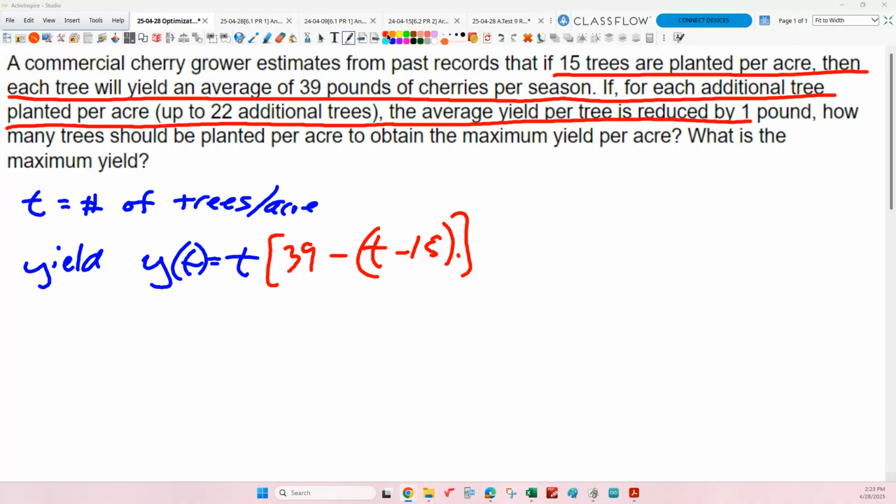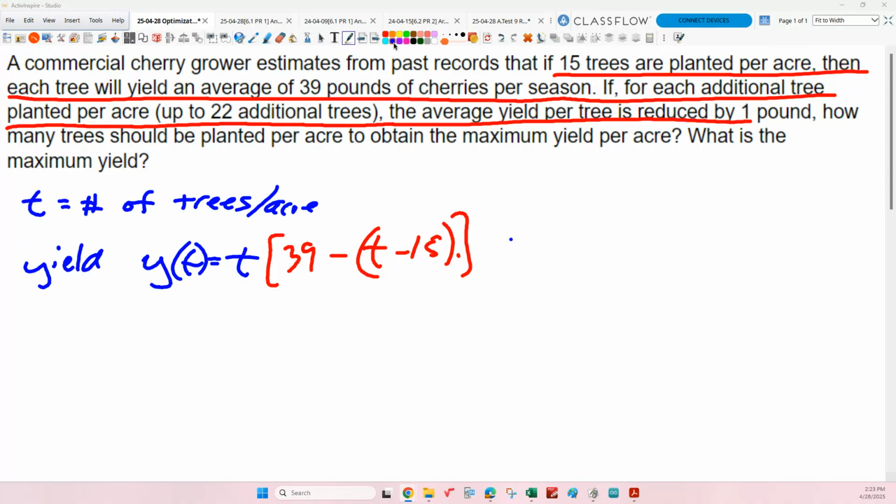And you can kind of test that out. What if t were 15? We'd just get 39. What if t were 16? We'd get 39 minus 1, right? That's working, isn't it? Everybody see that? Okay. So that's going to be my yield.